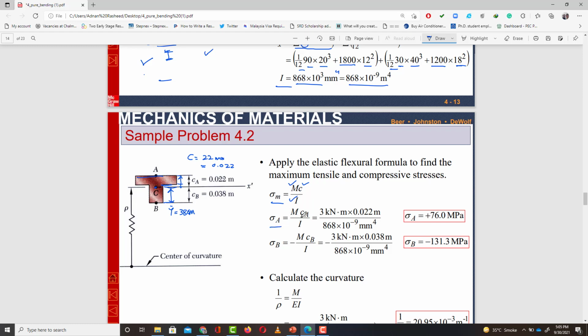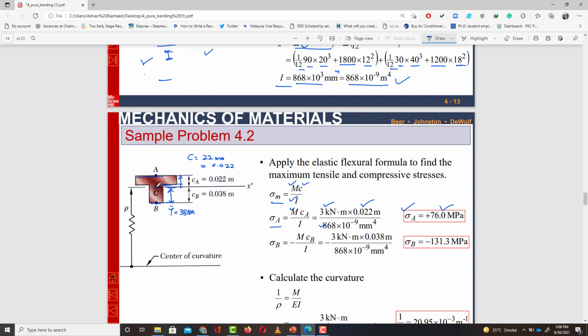So sigma A is equal to M. M is given as 3 kilonewton into meter. CA is the distance from neutral axis to the topmost layer, that is 0.022, and I is also calculated above. So when you solve this, you will get the maximum stress at point A as 76 megapascal.